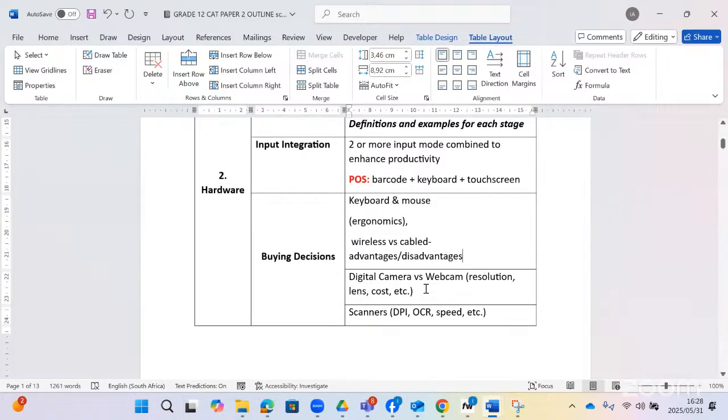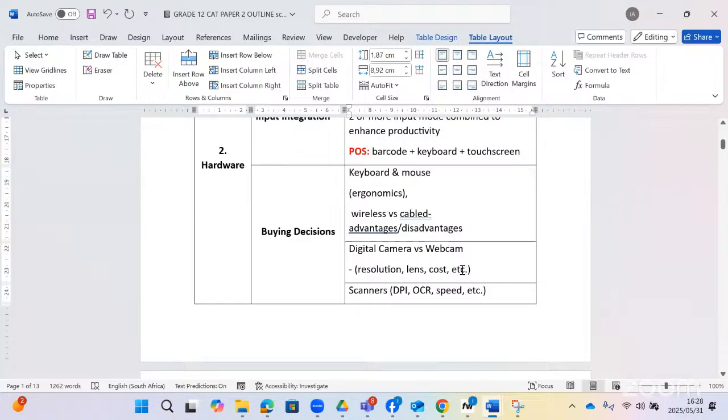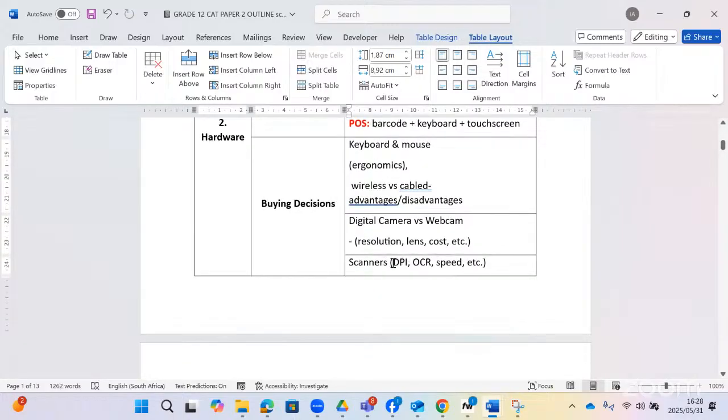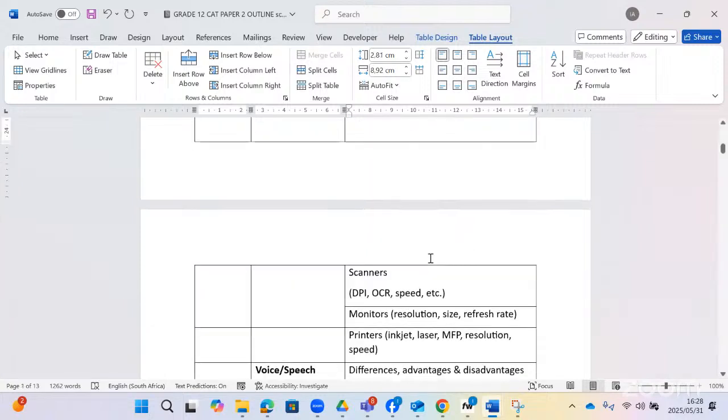Now, also making buying decisions, you must consider a digital camera and webcam. What factors do you have to consider? For instance, the resolution, the lens, the cost, and then other factors. So you have to consider them. Then when you're buying a scanner, what factors do you have to consider? That is, you need to consider the DPI, which is resolution, the OCR, optical character recognition, which converts a scanned document into editable text. And then you must consider the speed as well.